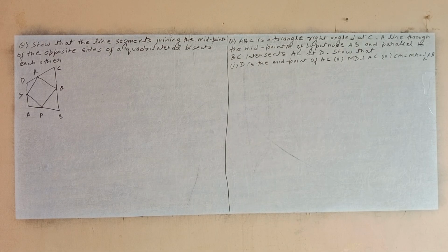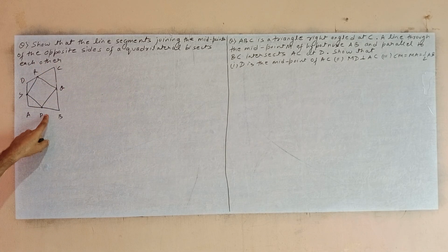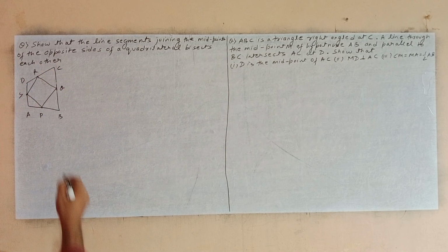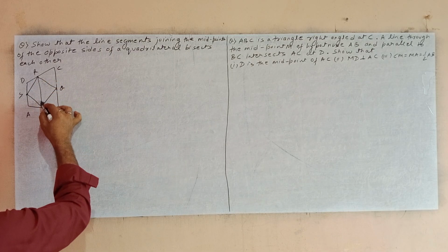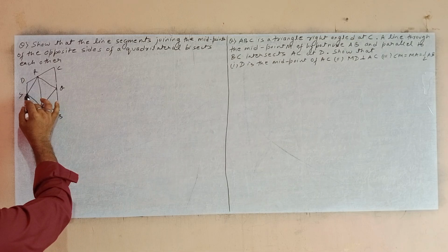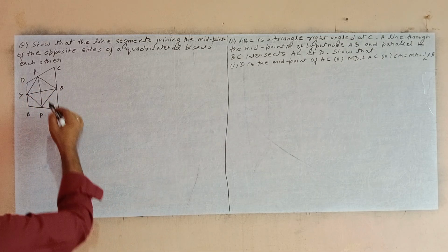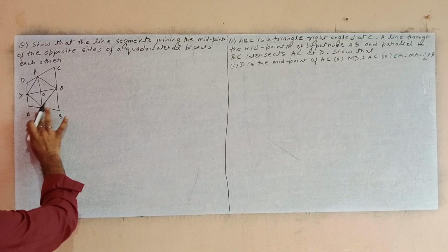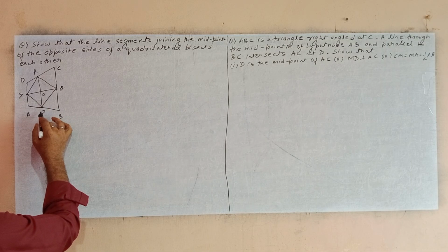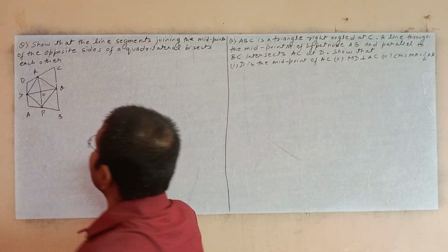Now what it is saying is the line segments joining the midpoints of the opposite sides. Suppose AB and CD are the opposite sides. If you join the midpoints of these opposite sides, then they bisect each other. Suppose they intersect at O. So you have to prove that PR and QS bisect each other.